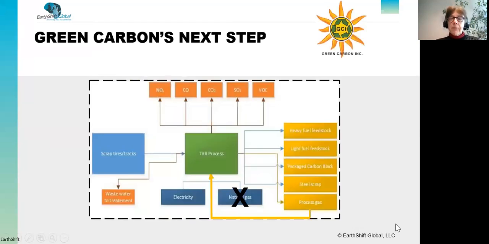So the next step that they did was they were able to eliminate the use of natural gas because they actually produce enough of this process gas to run the entire process and still have a little bit left over for the next one. Because they have a little bit left over, eventually they're going to get to the point where they can actually produce some electricity or sell that excess energy for use elsewhere. So that would be another benefit. So that's where they are now.